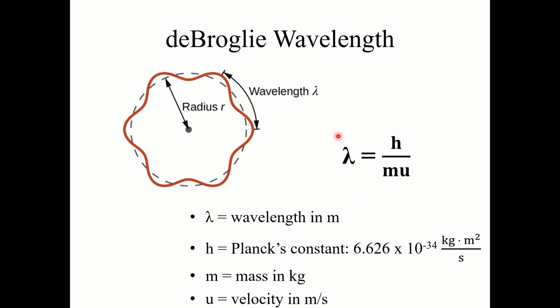Again, this equation will be on the reference sheet. You don't need to memorize it, you just need to know how to use it, and, a little more importantly, you need to understand what the variables are. Lambda, as always, is wavelength. h, once again, is Planck's constant. m represents mass, and u represents velocity. So m is mass in kilograms, and u is velocity in meters per second. You can use this equation to calculate the wavelength of matter.